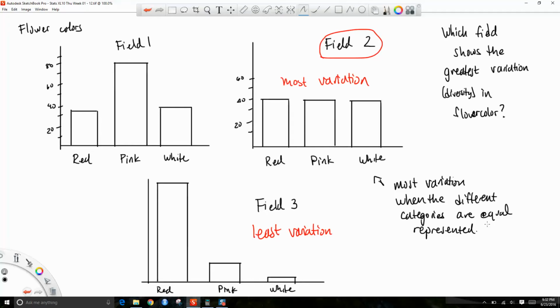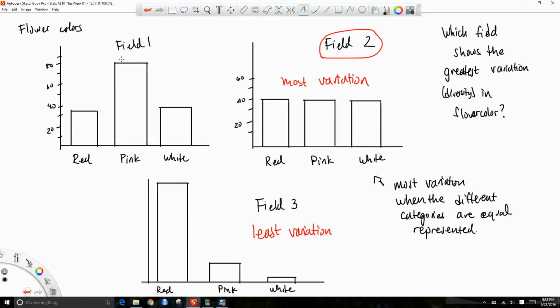And so when we're talking about variation for a categorical variable, there is more variation when the different categories are equally or nearly equally represented, and less variation if one category appears to be very dominant in terms of its representation. So that's what we mean by variation in categorical variables. Does that make sense? Okay.